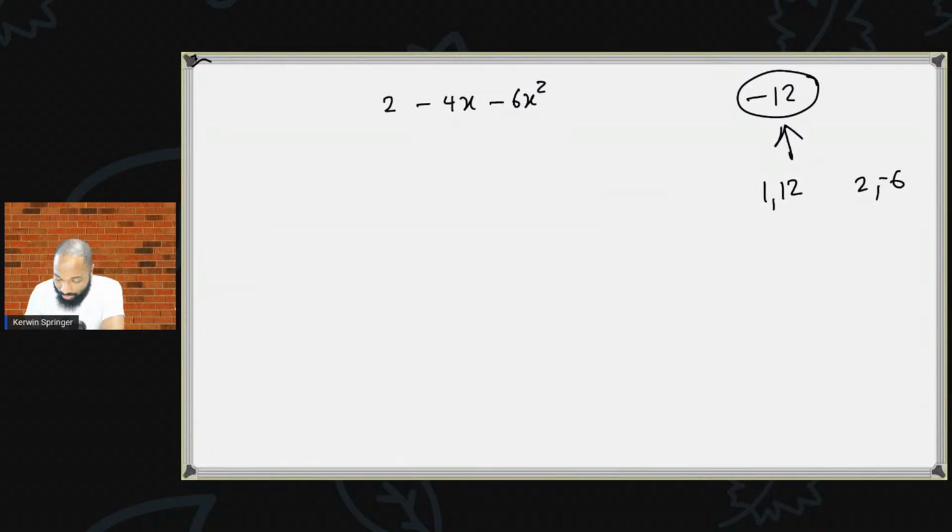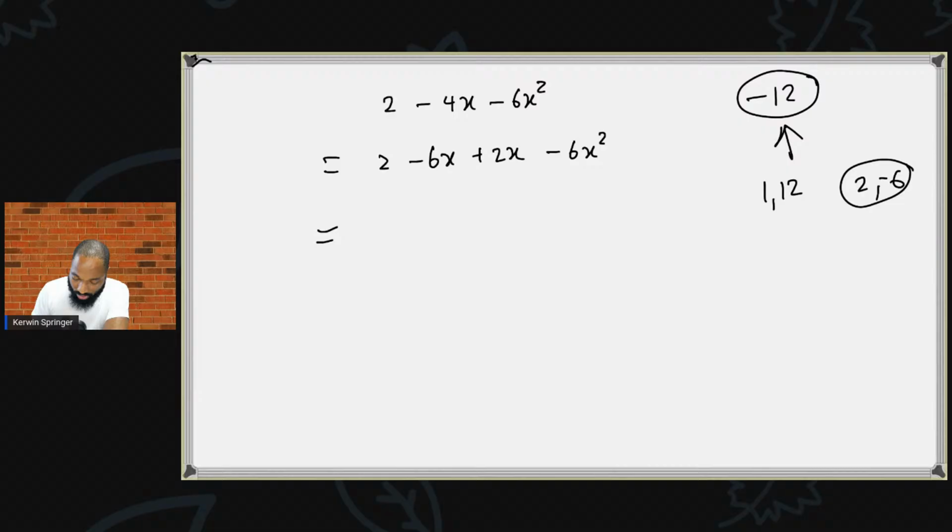So one will be negative, one will be positive, and a hint is that the number I need to multiply to get back is negative. So negative 6x plus 2x is the Q. That's the way to go. AC method. All right, and then we're going to factorize like normal.